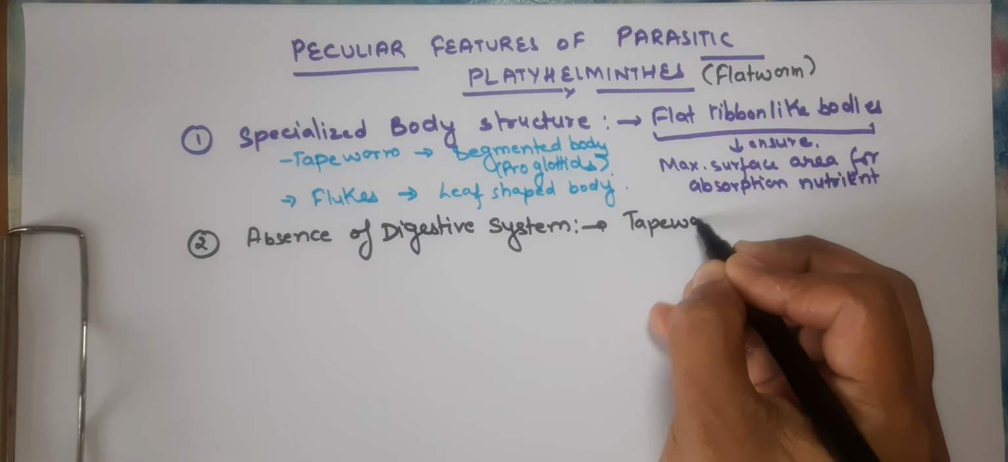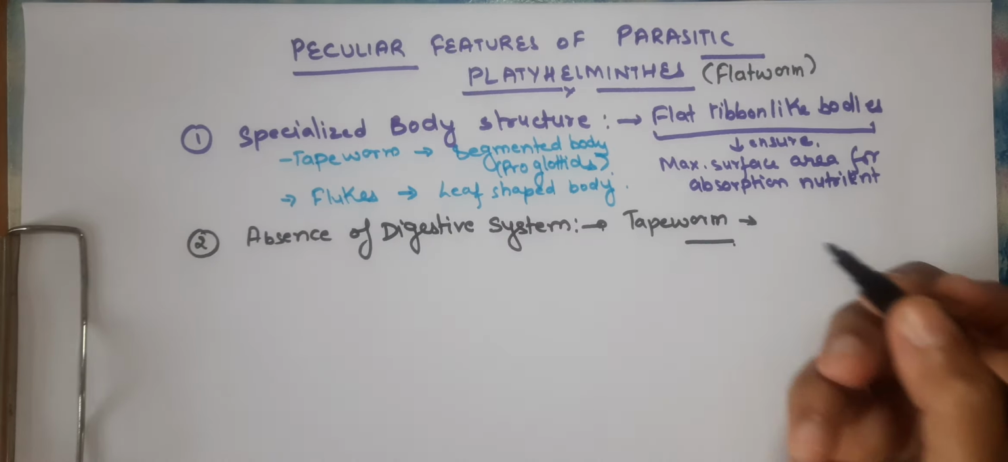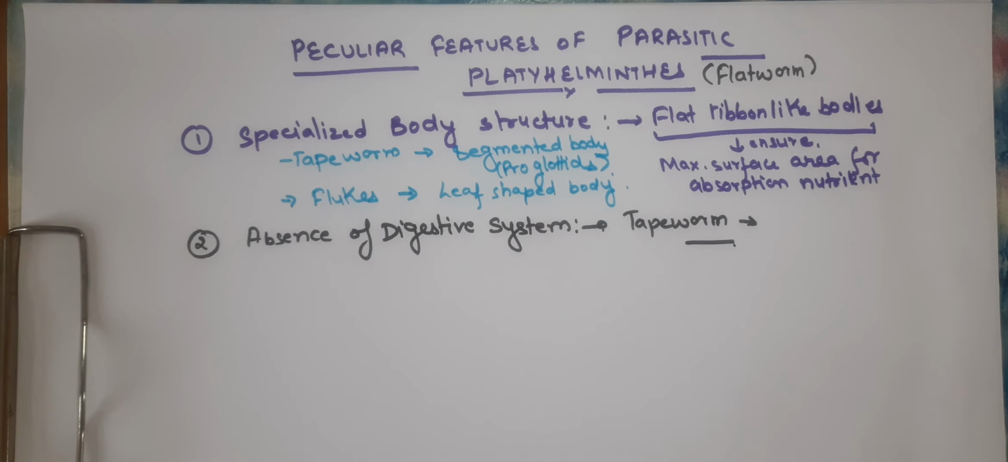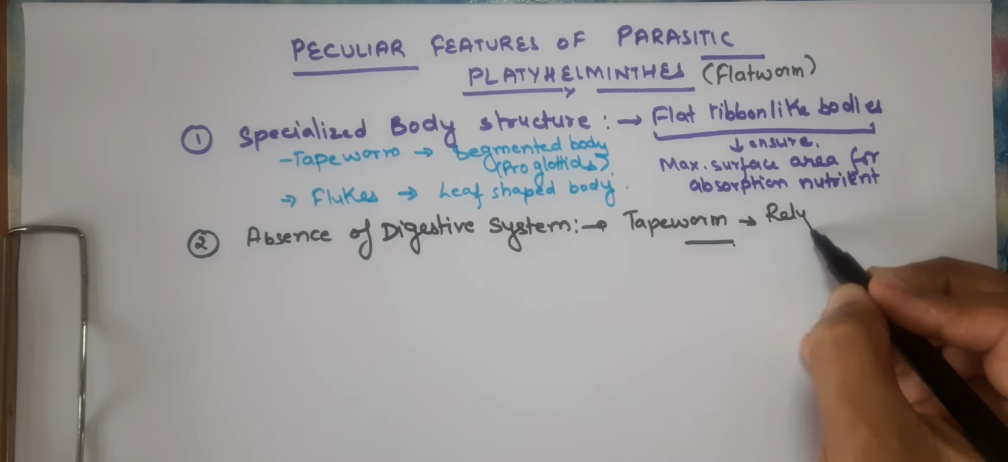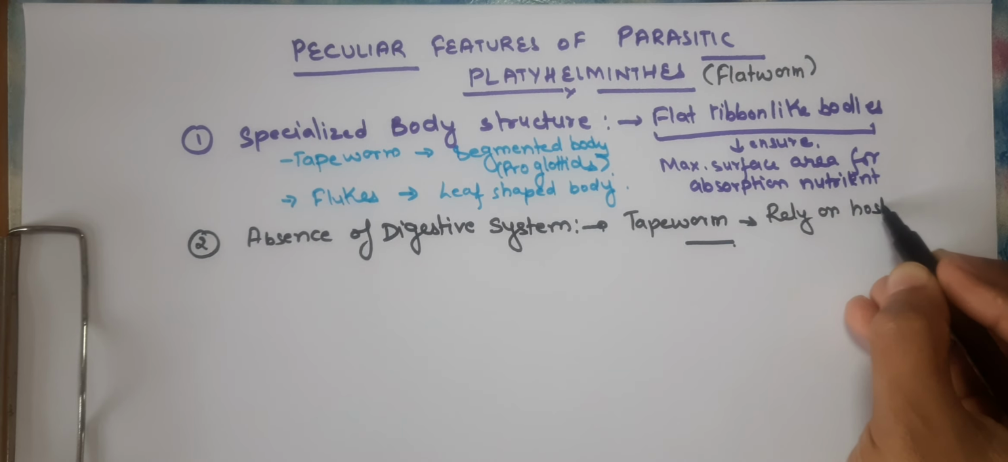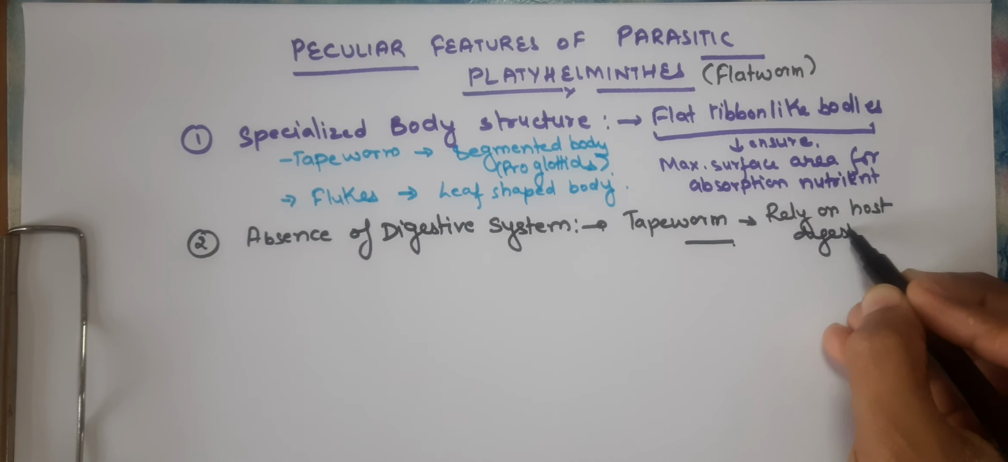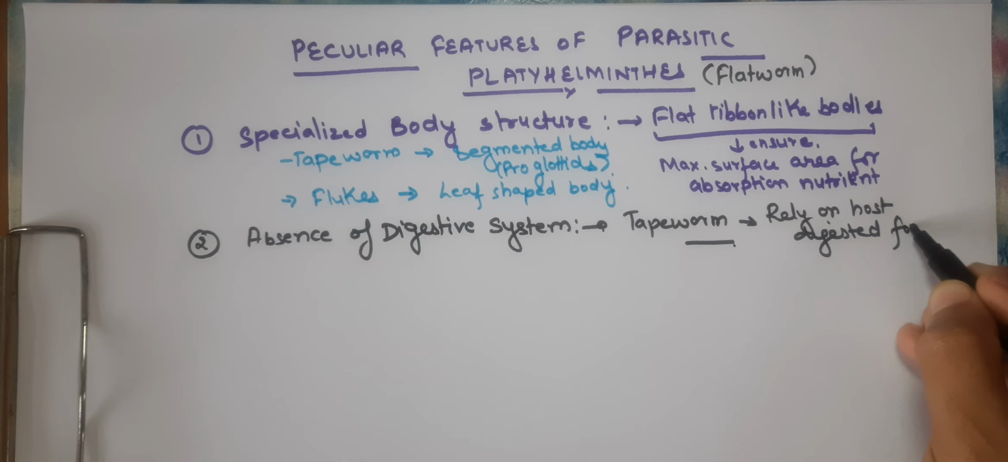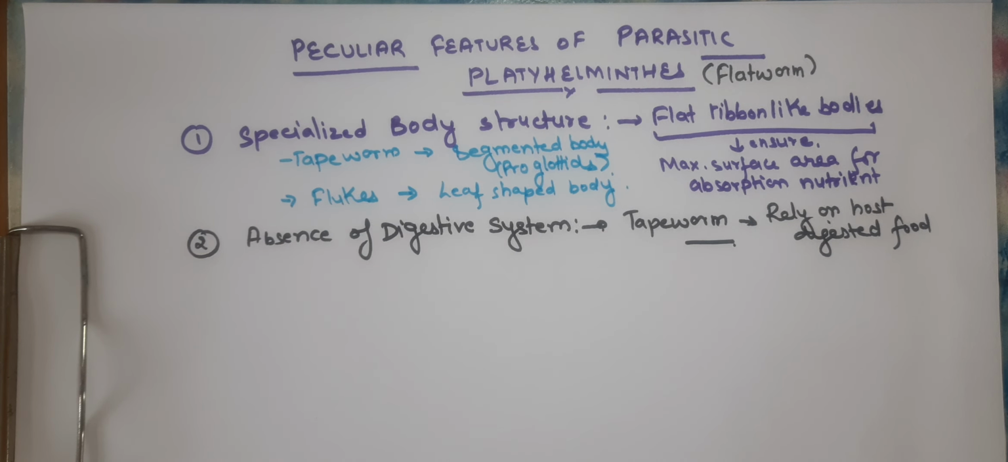So if you take the example of the tapeworm, then the tapeworm will display the absence of the digestive tract. Okay, and this will allow them to rely solely on their host's digested food. So all the effort for the digestion of the food will be done by the host, and they act as a consumer only. Okay, so this will make their body more compact as well as efficient also. Okay, so they don't spend too much energy on their food breakdown.